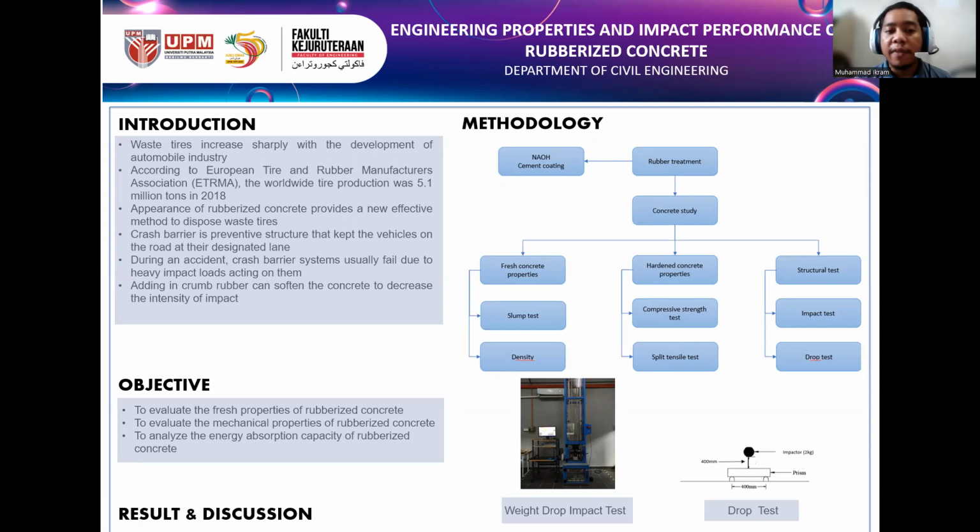A crash barrier is a preventive structure that keeps vehicles on the road in their designated lane. When a vehicle crashes into the road barrier, the impact from the vehicle can cause the road barrier to be destroyed 100%. To counter this, the addition of crumb rubber is being suggested by researchers to increase the energy absorption of the road barrier. Next, I will go on to my objectives.